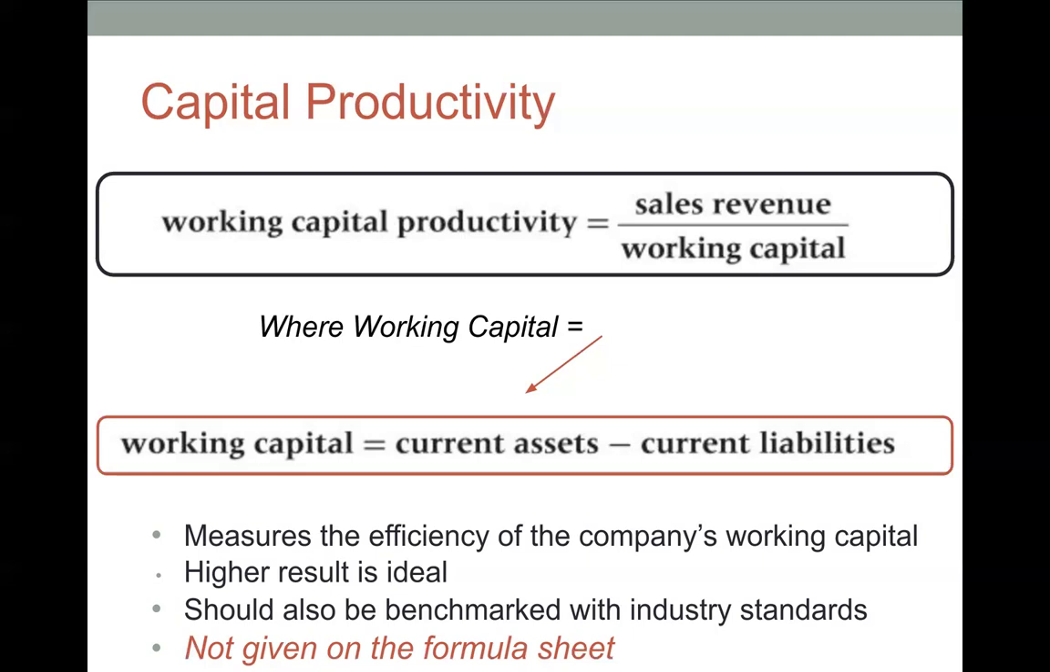All right, so then we take our sales revenue and we divide it by our working capital, working capital again being that formula below. So capital productivity will measure how efficient our working capital is at making sales. All right, so is our working capital helping increase sales? A higher result is ideal. Again, benchmark with industry standards. This is one of those things where I can't give you a good number, but benchmark within industries. This one is also not given on the formula sheet.